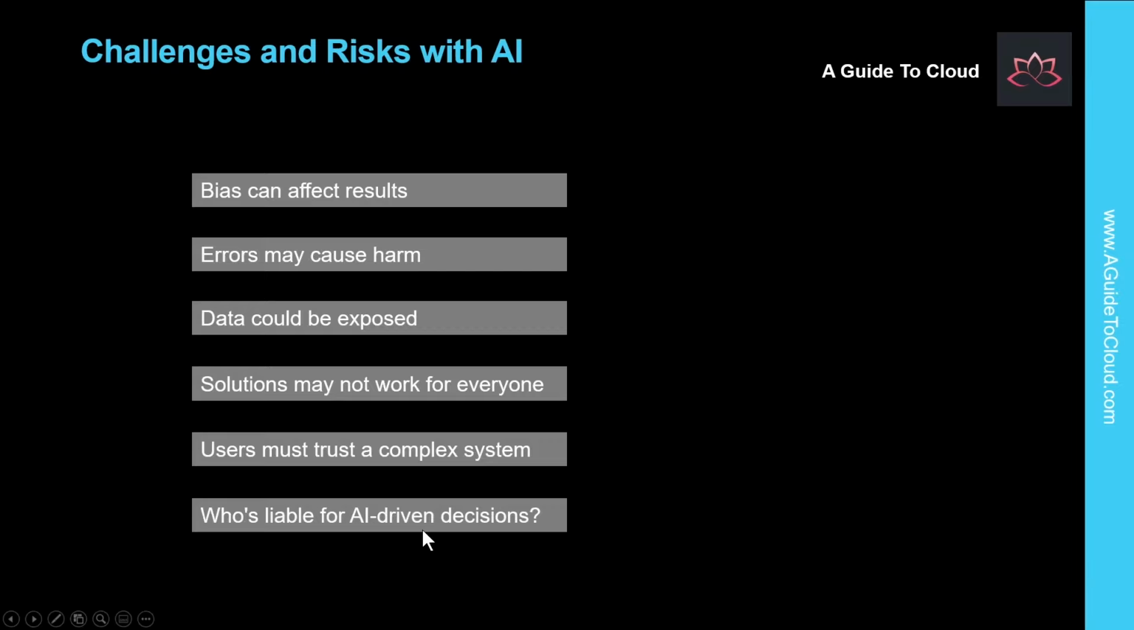Let's look at one more challenge. Who is liable for AI-driven decisions? An example of this challenge would be an innocent person is convicted of a crime based on evidence from facial recognition. So who is responsible for that? So these are some of the things we need to keep in mind, certain challenges and the risks which are faced with AI.